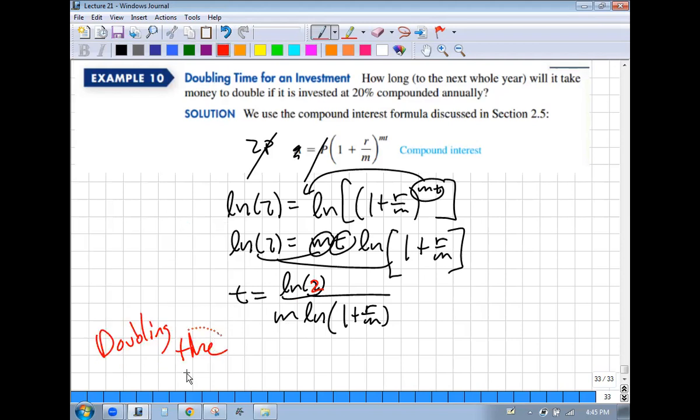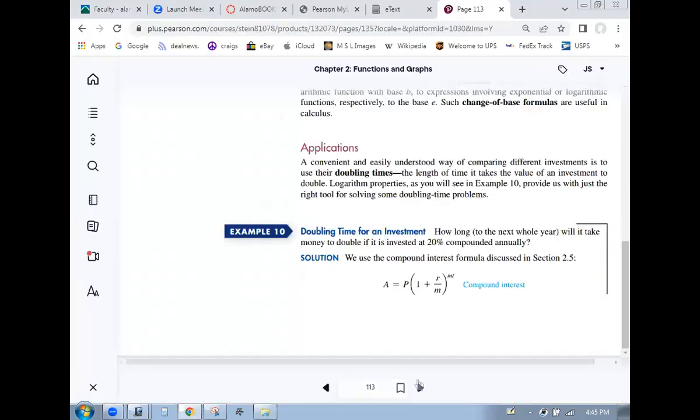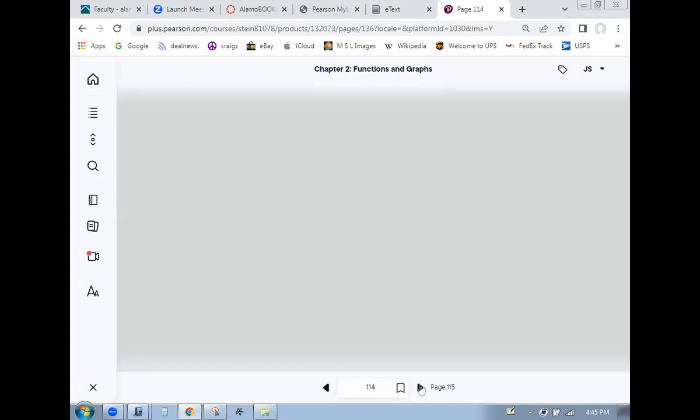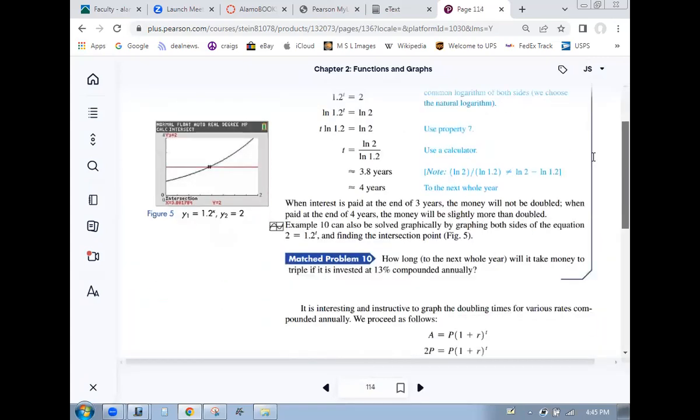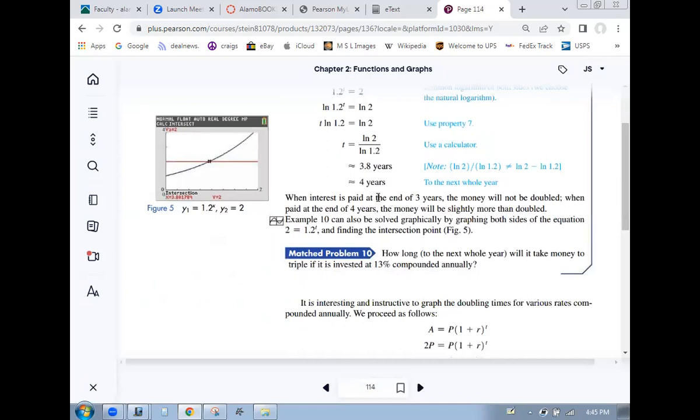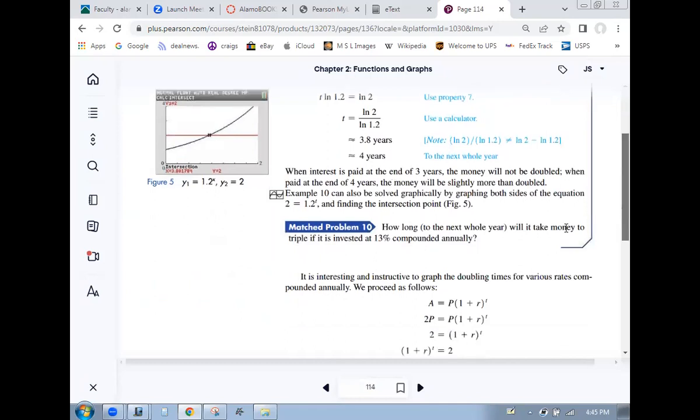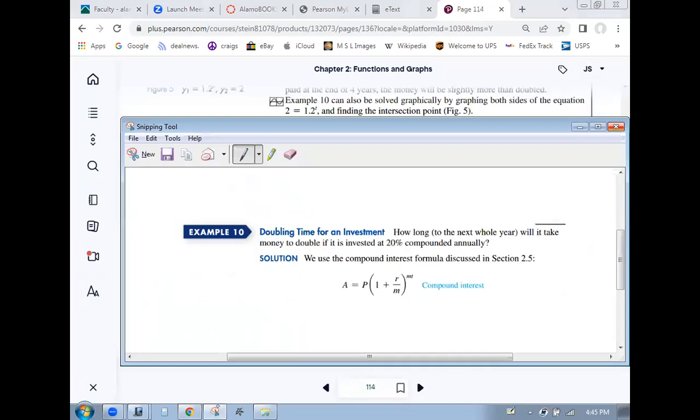If you wanted triple time, that would be a 3. If you wanted 10 times your money, you put a 10. If you plug into your calculator, you get approximately 4 years. Let's look at another example.